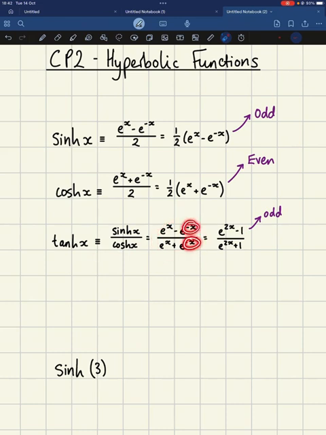Now, because we've got e to the minus x over here, what we sometimes do is multiply by e to the x. So what we get is e to the x multiplied by e to the x to get e to the 2x, minus e to the x times e to the minus x, which is just 1. And then on the denominator that becomes e to the 2x plus 1. So tanh x, or the hyperbolic tan of x, is this, which simplifies to e to the 2x minus 1 over e to the 2x plus 1, and this is an odd function.